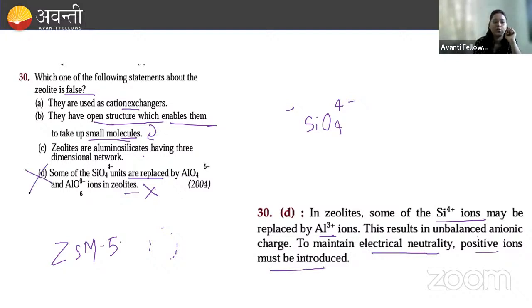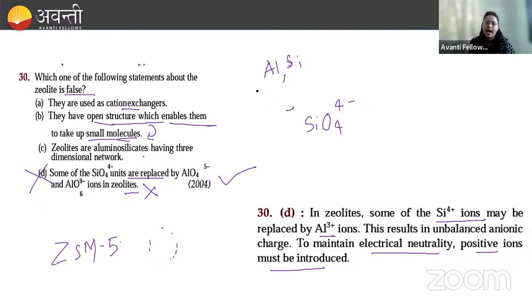सो ये जो हमारा ऑप्शन डी है वो हमारा रॉन्ग स्टेटमेंट है और वही हम लोगों को ढूंढना था, इसलिए अवर ऑप्शन डी विल बी द करेक्ट आंसर हियर. तो जियोलाइट्स क्या होते हैं एक्चुअली? दे कंटेन एल्यूमिनियम and silicon, that's why they are known as aluminosilicates. Okay, they contain aluminum as well as silicon in it, that's why they are known as aluminosilicates.